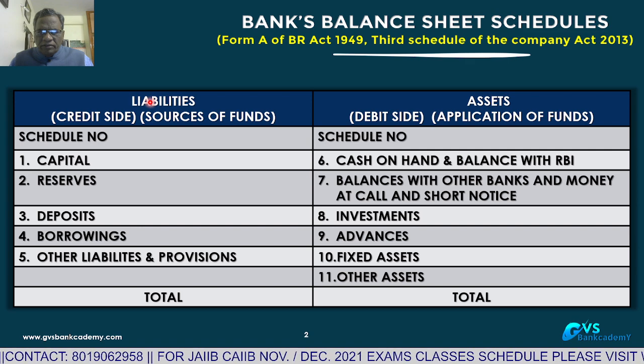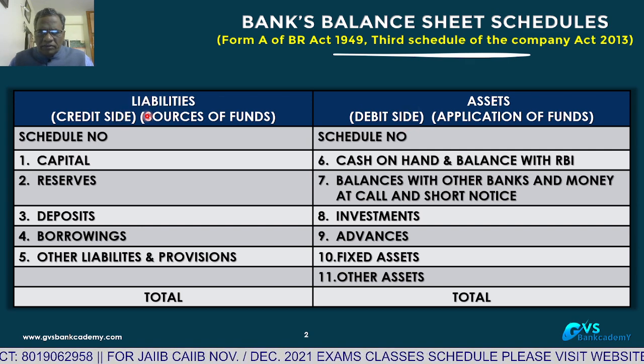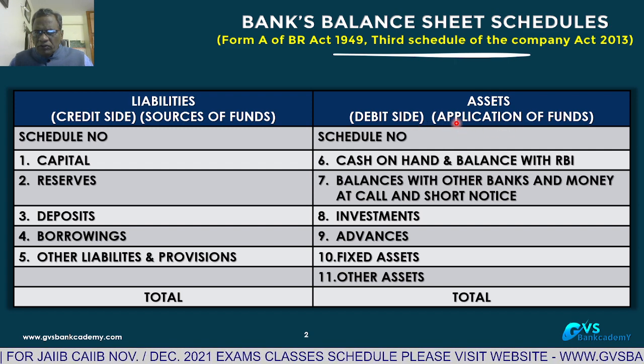Credit side is liabilities, debit side is assets. Now liabilities, credit side, are the source of funds. On the debit side, assets are the application of funds, or utilization of funds, use of funds.